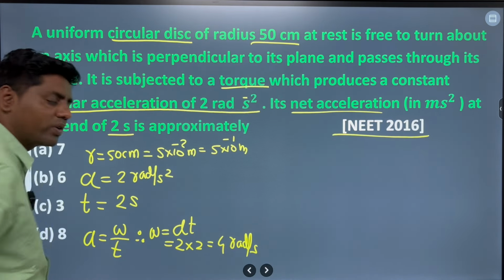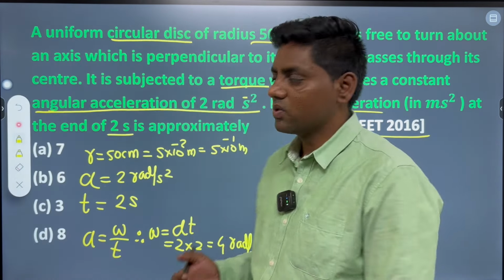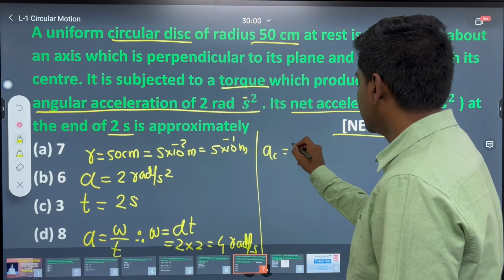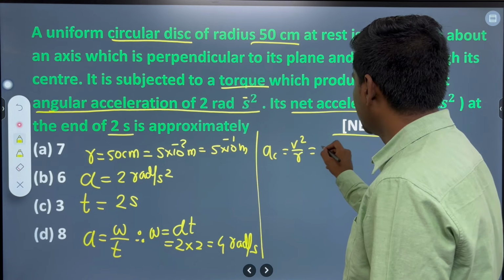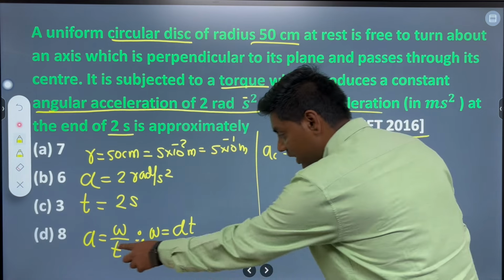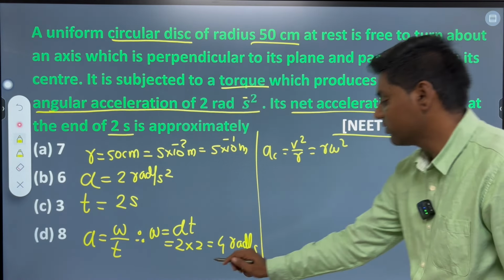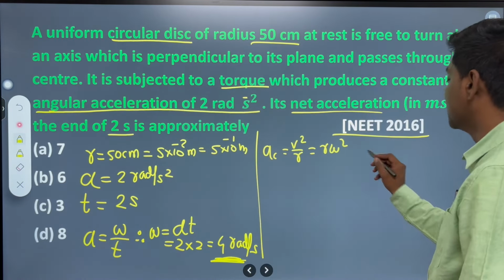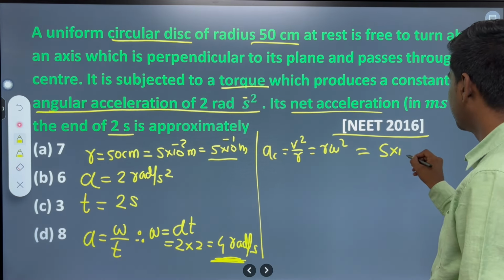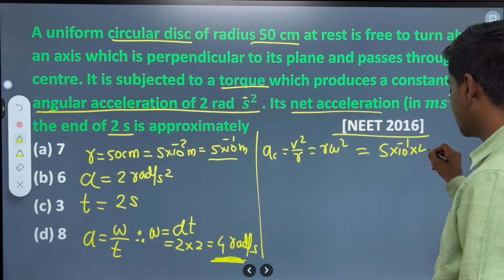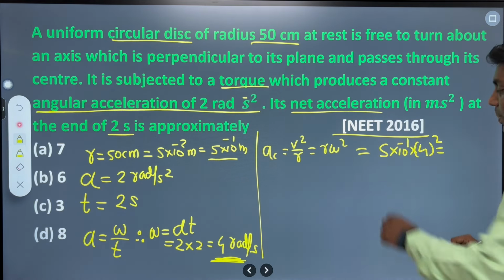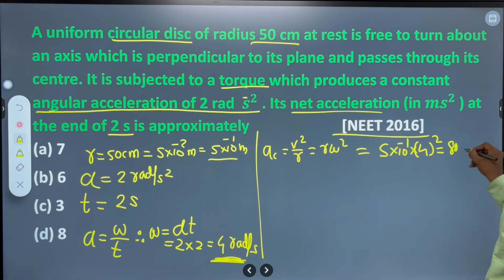After that we have to calculate the AT and AC. What is the formula of AC? The formula of AC is V square divided by R, or R omega square. Now the omega we already calculated, so we use this formula. The value of omega is 4, and the value of R is 5 into 10 raised to minus 1. So that is 5 into 10 raised to minus 1 multiplied by 4 square. What is 4 square? 16. 16 5s are 80, and then 80 into 10 raised to minus 1.